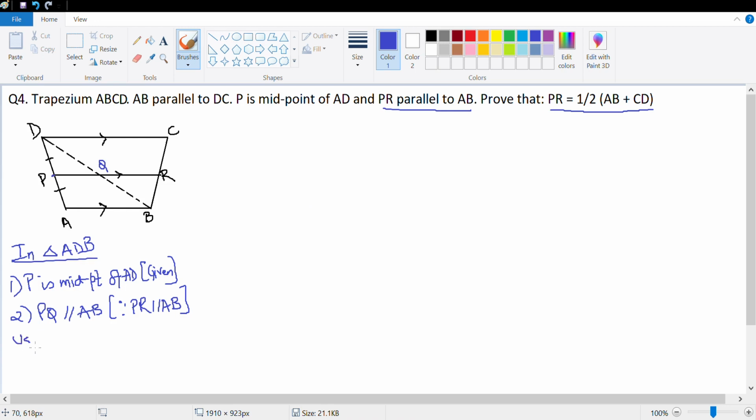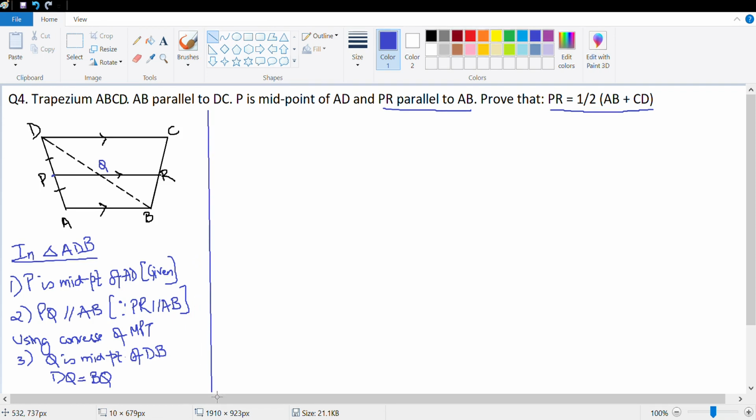So using the converse of the midpoint theorem, what I get is Q is the midpoint of DB. What it basically means is DQ is equal to BQ. So this is one thing that I learned from the converse of the midpoint theorem. And number four I get is PQ is equal to half of AB. These are the two things that I get from using the converse of the midpoint theorem.